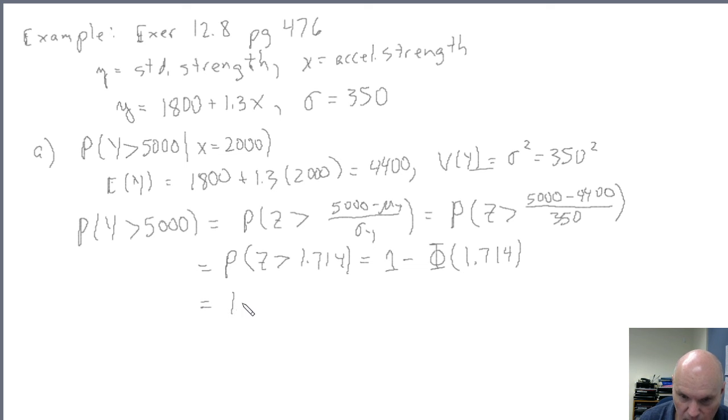Either looking this up in a table or using the normcdf function in Octave, the CDF of the standard normal random variable at 1.714 evaluates to 0.957, and the final answer is 0.043. So I can use my regression line to make statements about probabilities here. In the next video, we'll look at how we calculate the slope and intercept for a given data set.